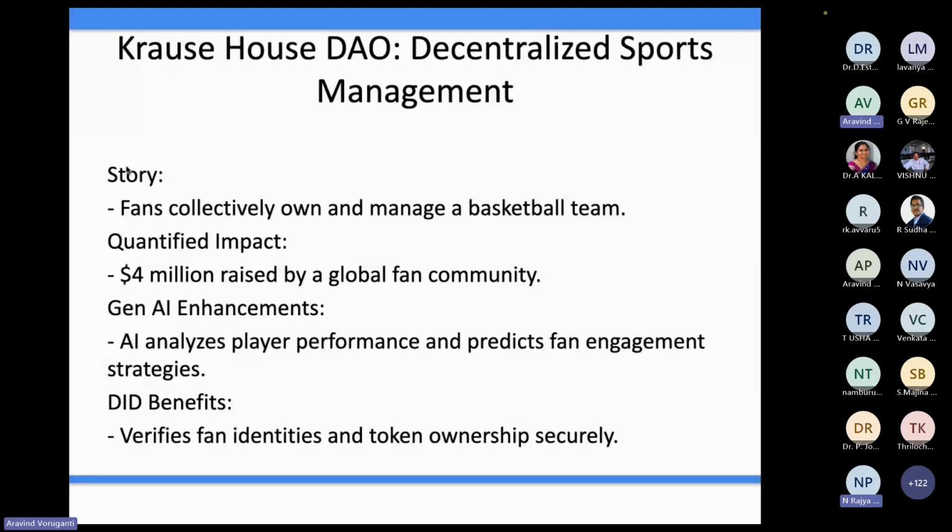And what can AI do here? An AI agent can analyze a player performance and predict fan engagement strategies. And indeed, a decentralized identity can make sure all the fans' identities are verified and the token ownership is securely managed in the DAO. Right?